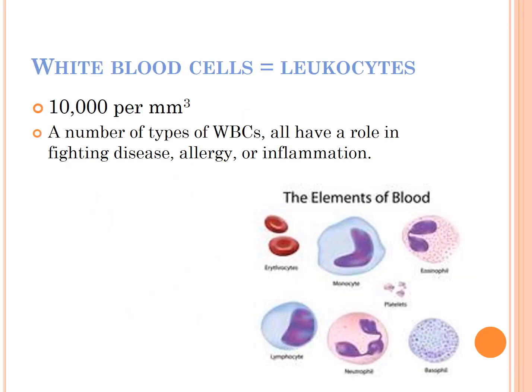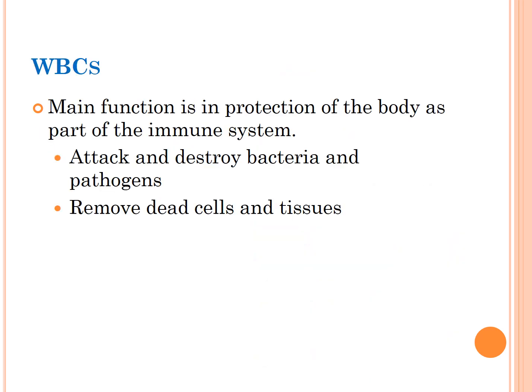White blood cells, or leukocytes, have an average value of about 10,000 per millimeter cubed. There's a variety of different categories of white blood cells, and all have a role in fighting disease or inflammation. Some actually contribute to the formation of allergies. The main function of white blood cells is protection of the body as part of the immune system. White blood cells attack and destroy bacteria and pathogens. They also remove dead cells and tissues.